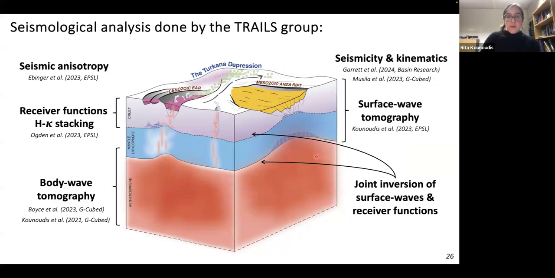Right, and just for anyone interested, this work, like I said, relates to the Trails project, which is a big multi-institutional, multidisciplinary project. And we've all approached understanding the Turkana Depression in very different ways. So we've each used different seismological techniques to study the structure in this region. And I've listed here some studies that have come out of this. So if anyone's interested, please look into this.